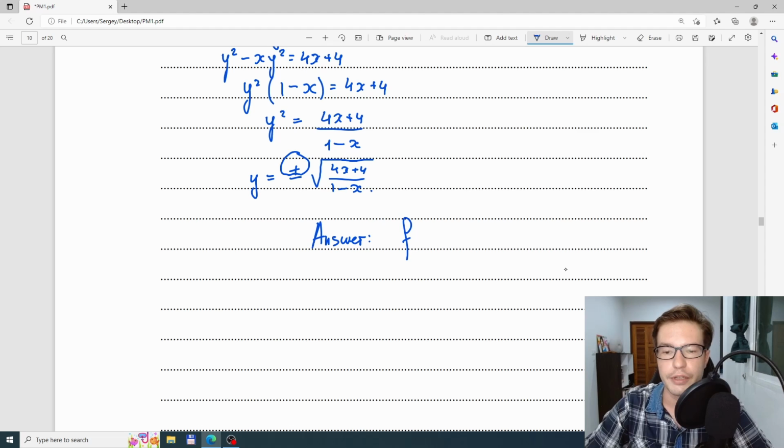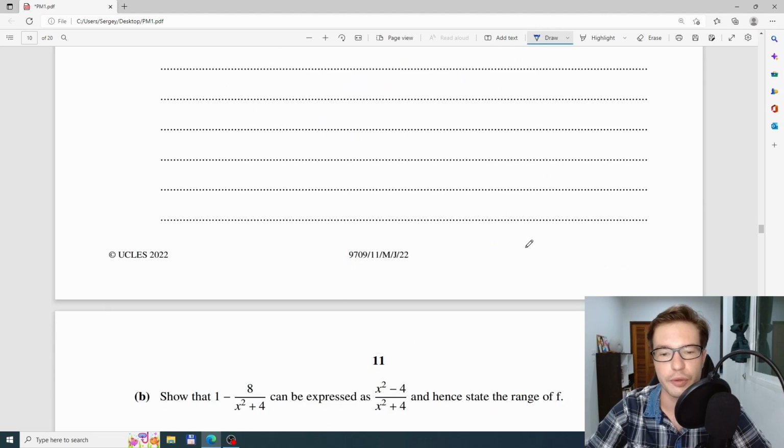Okay, my answer, the inverse of f equals the square root of 4x plus 4 over 1 minus x. And let's move on to the next question.